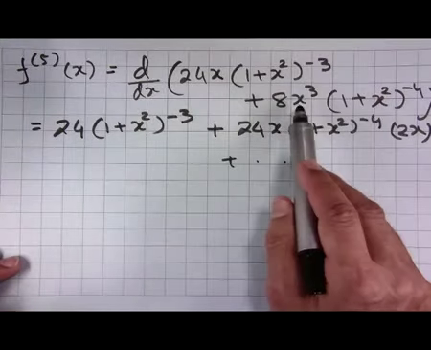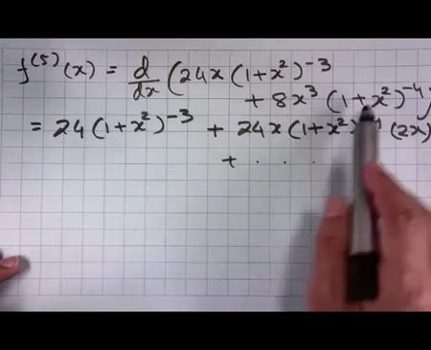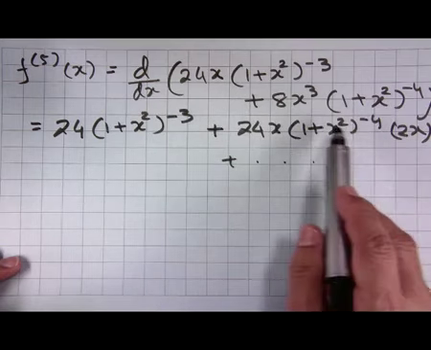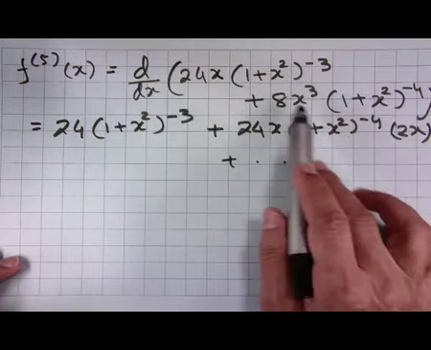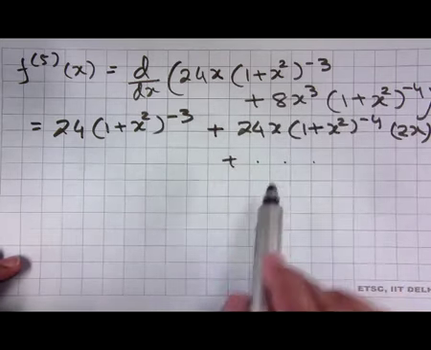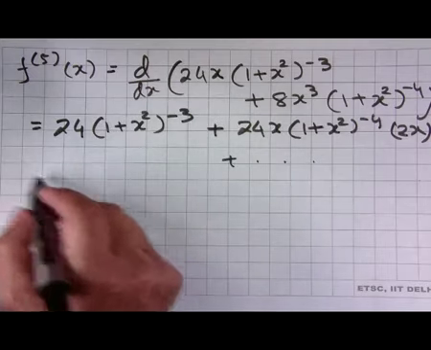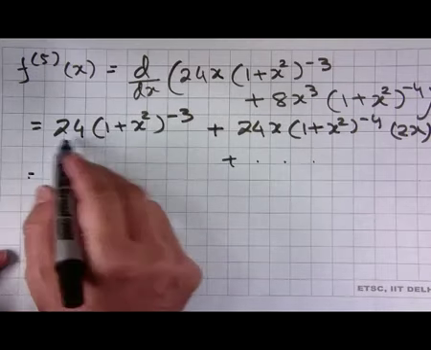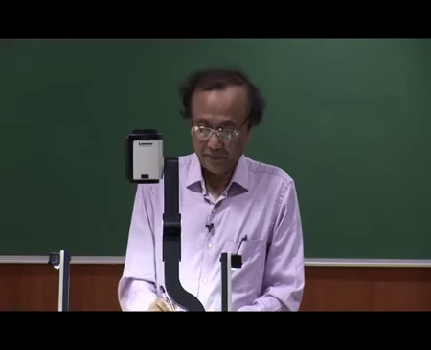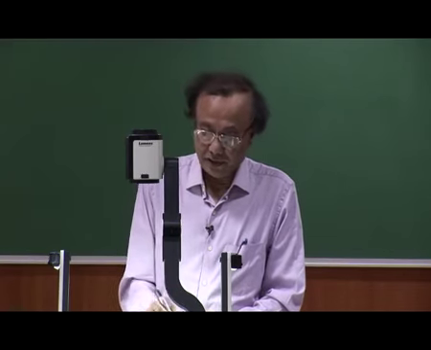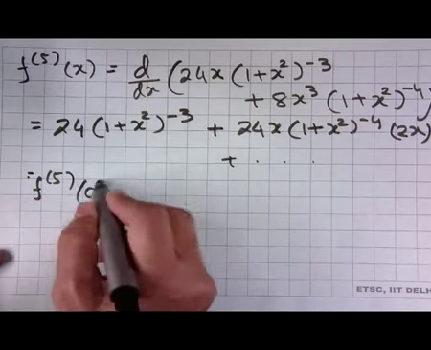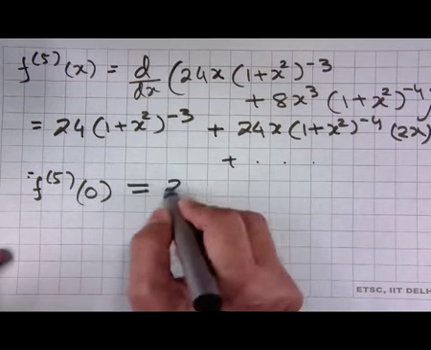Therefore, the derivative of the product will always contain an x in both the terms, and therefore, by putting 0, this will definitely give us 0. So, the only non-zero term that this can produce is equal to 24 into 1 plus x square to the power minus 3. Therefore, f 5 at 0 is equal to 24.